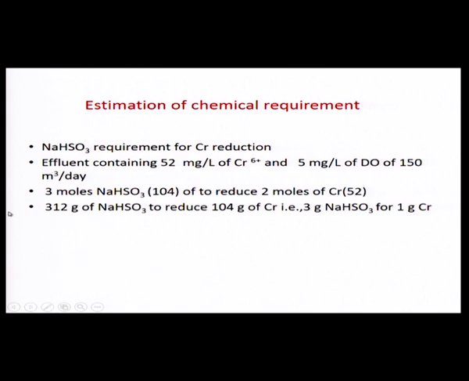So, as per the previous stoichiometric equation, 3 moles of metabisulfite, that is 104 gram molecular weight, are needed to reduce 2 moles of chromium, where the atomic weight of chromium is 52. So, 312 gram of sodium metabisulfite is needed to reduce 104 gram of chromium, that is 3 gram of sodium metabisulfite for 1 gram of chromium as per the above stoichiometric equation.